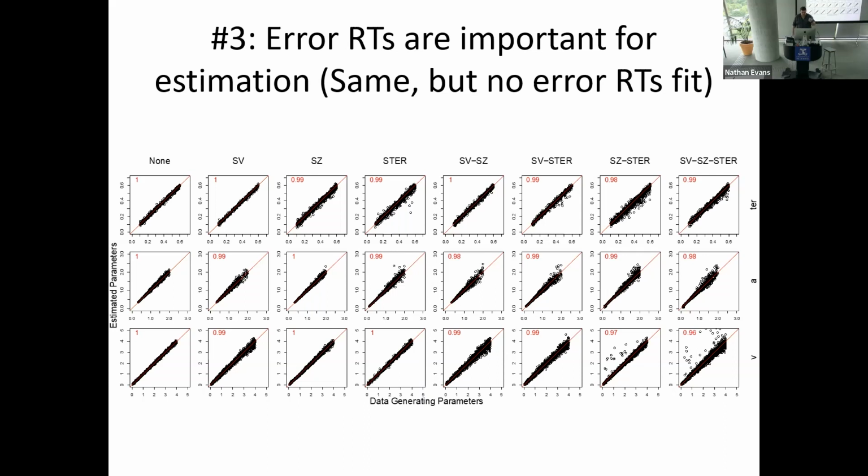Now, I think this is interesting because people always emphasize the importance of both distributions, but also because I know lots of people, like in the signal detection area, Ami always tells me this, that error RTs are probably contaminated, you can't use them.